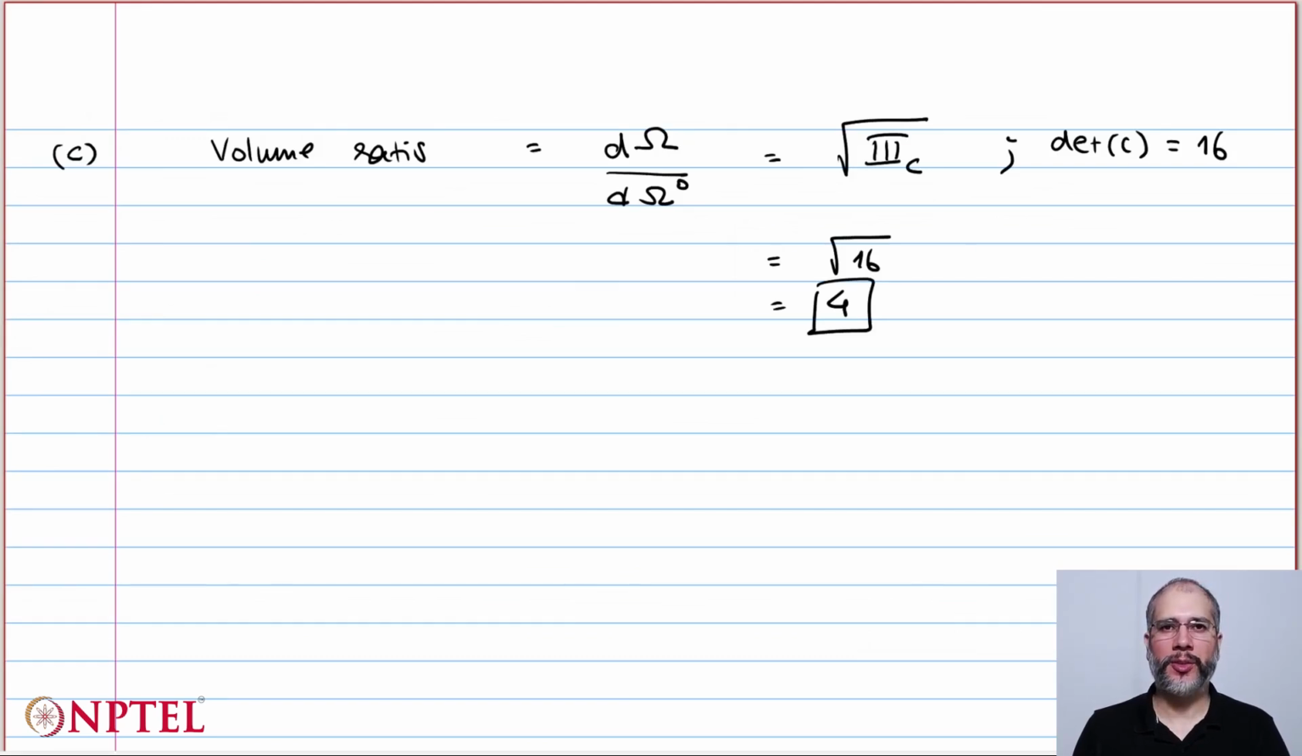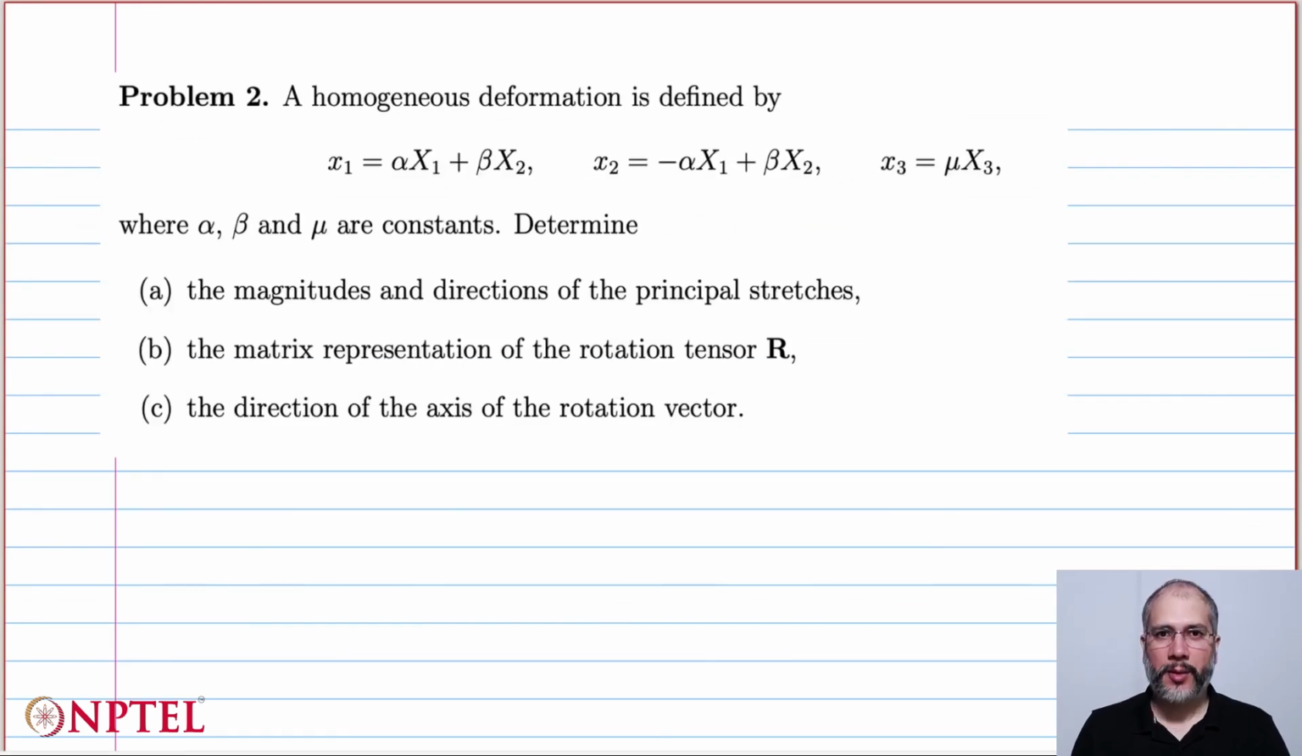So this completes problem 1. Let us move to the next problem. So here's the second problem, and we can see a deformation is given to us with alpha, beta, and mu being constants. So in the first part, we have to find the magnitudes and directions of the principal stretches.